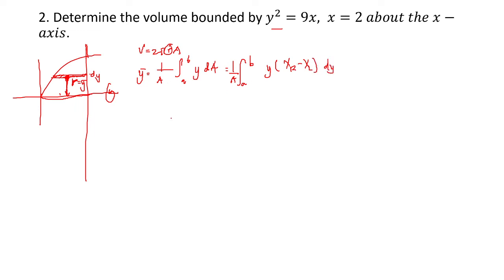Therefore, you can get the volume because the area cancels out. Volume equals 2 pi times the integral of, okay, what's the limit here? To get the limits, y squared is equal to 9x. Y squared is equal to 9 times 2, it's 18, right? Okay.